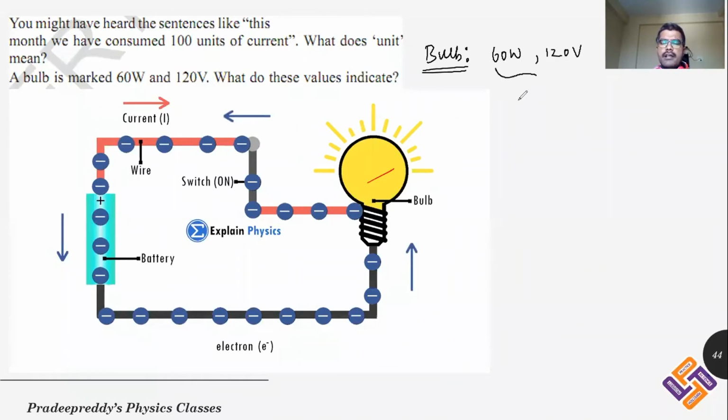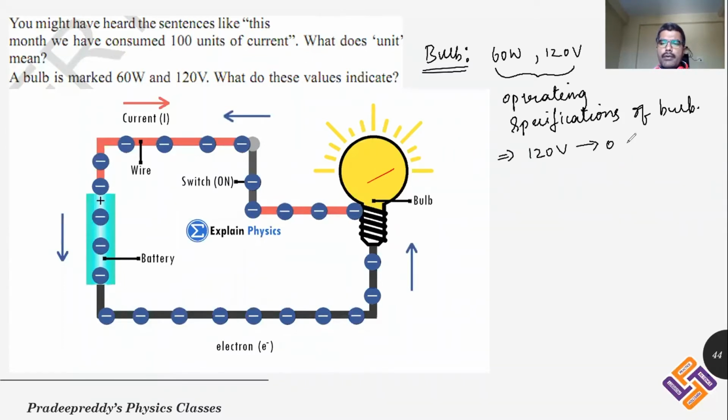These are the operating specifications of the bulb. What does it mean? It means that 120 volt is called the operating voltage.